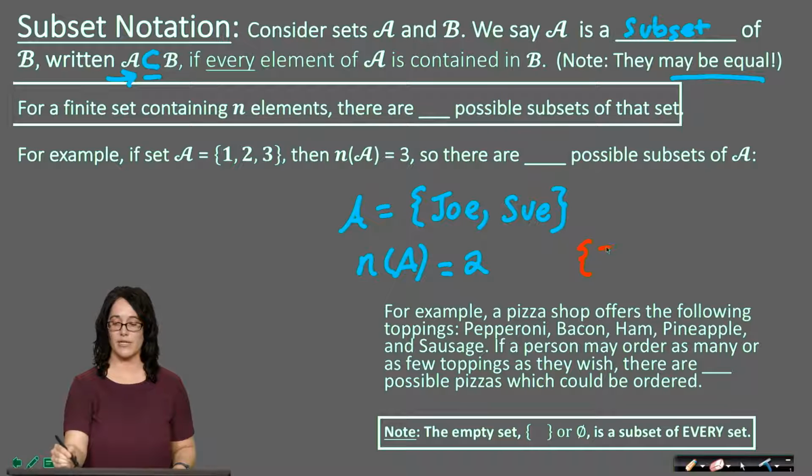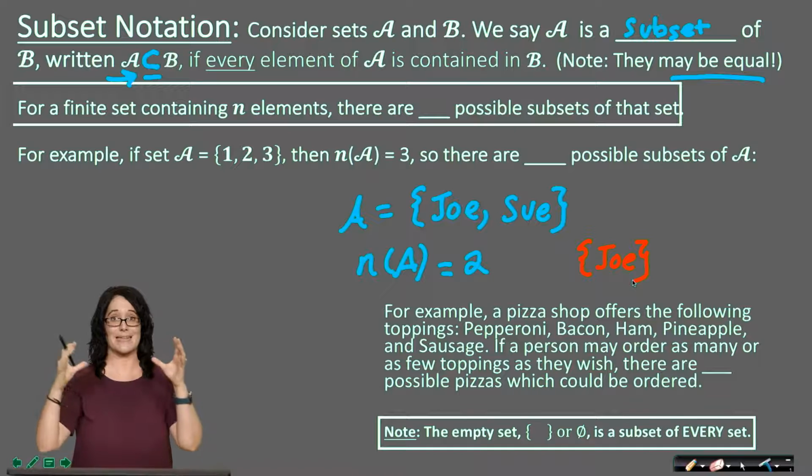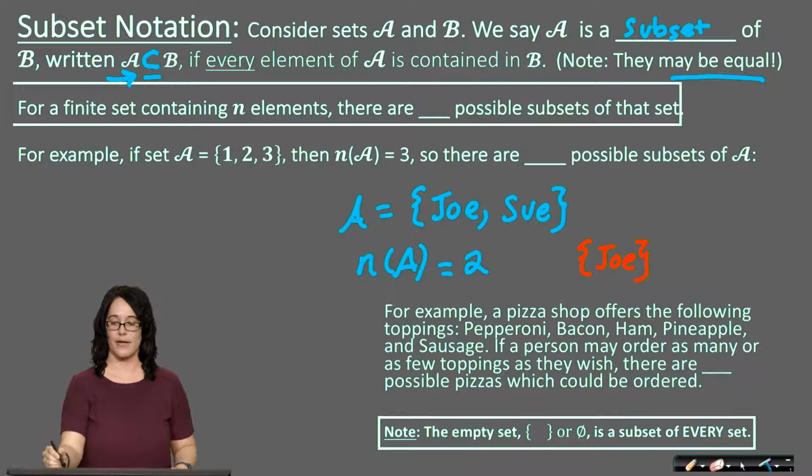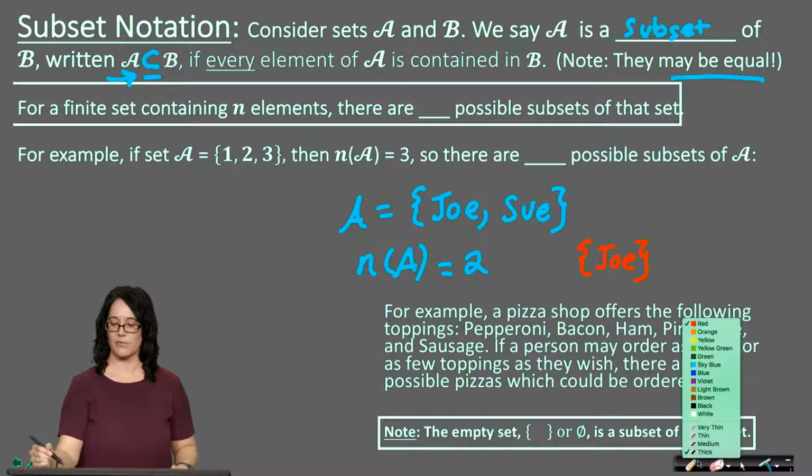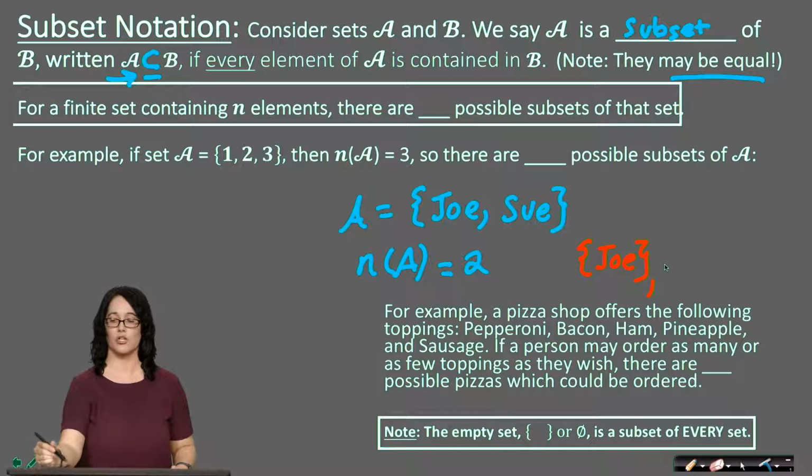Well, couldn't you just take Joe? Well, let's think about it. Is that set contained in set A? Yeah, the set containing Joe is found in set A, right? Because every element from this set is found in set A. So that's a subset. Let me get some space here. What's another possible outcome here? Instead of just taking Joe, we could just take Sue. Okay, so that's another option.